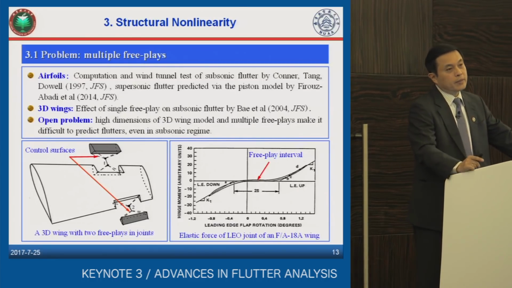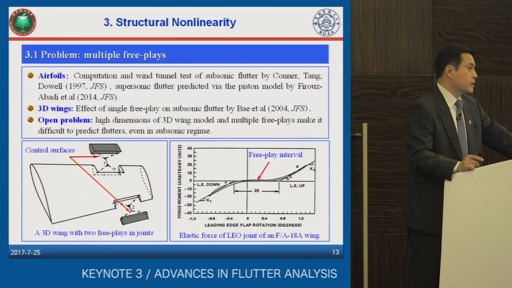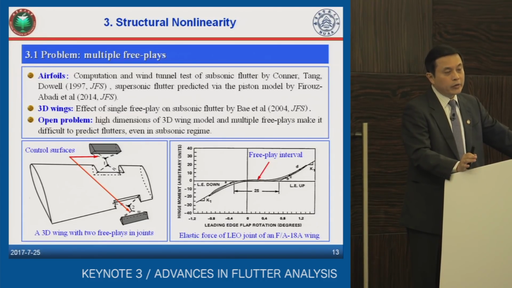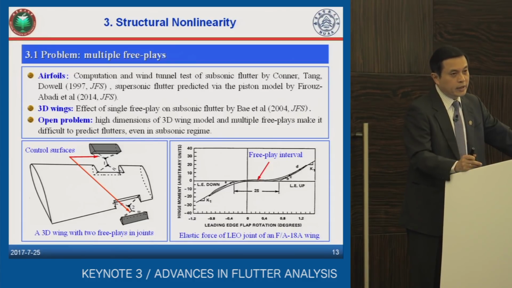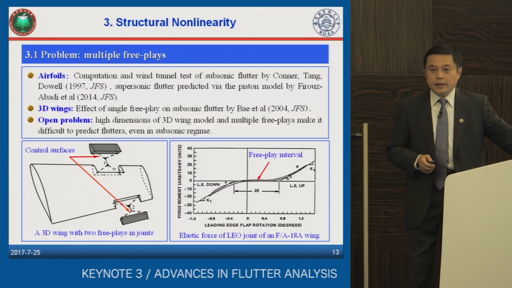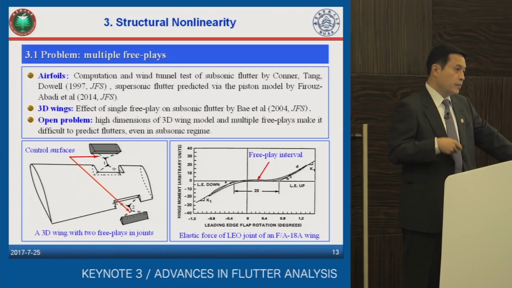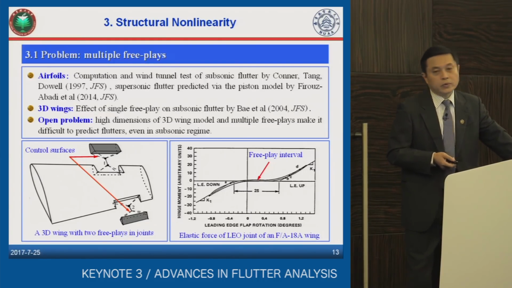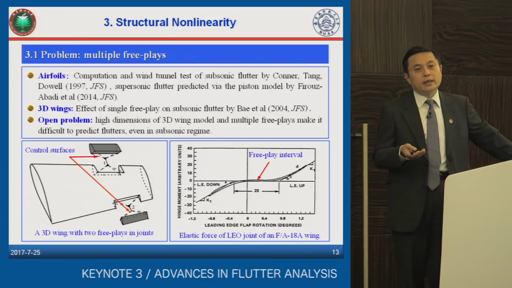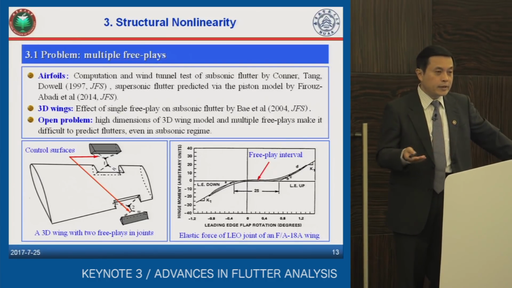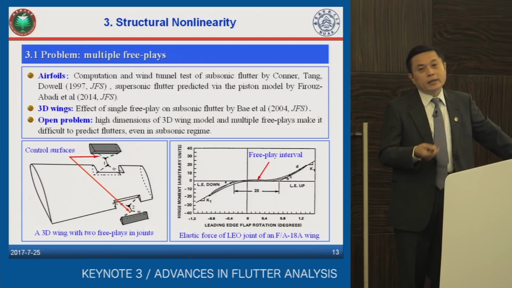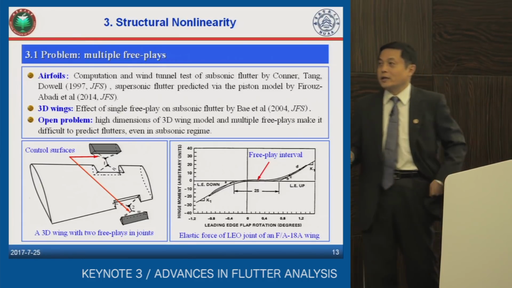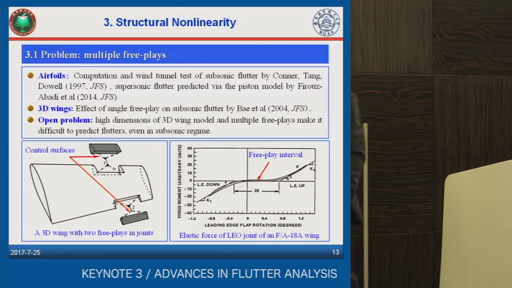As you know, backlash or clearance is unavoidable in any joint in mechanical engineering, as well as in aerospace engineering. And a lot of people have done research regarding how to predict, say, flutter of airplanes or wings when there is a clearance in a joint. For example, such as the case in the F/A-18.